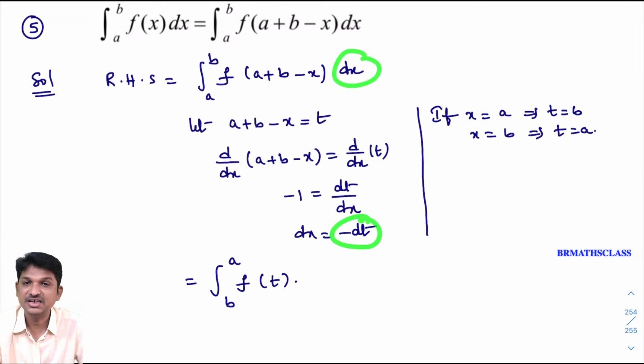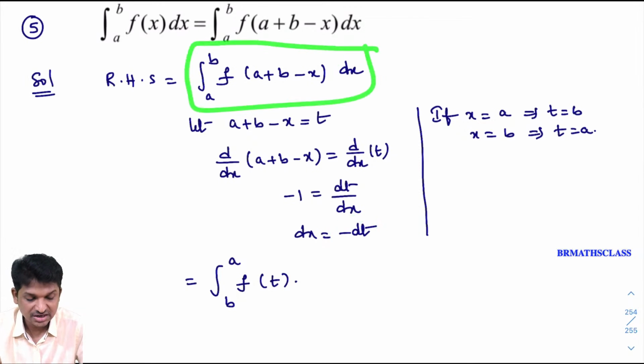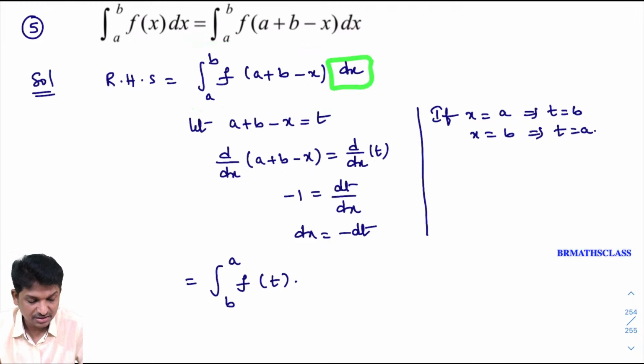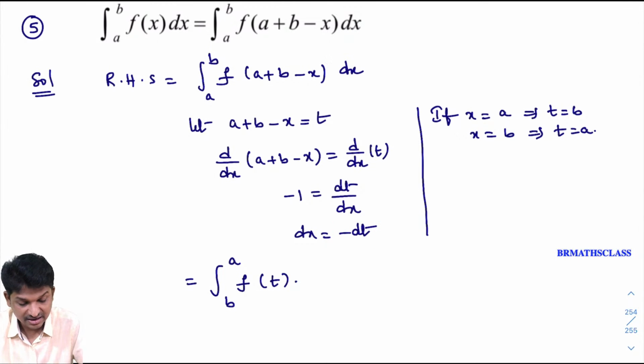dx is minus dt. So in this question, dx is there. In place of dx, I need to write minus dt. As minus is constant, I'll write it outside this integral. That minus I'll write here, minus dt. I hope you are understanding.